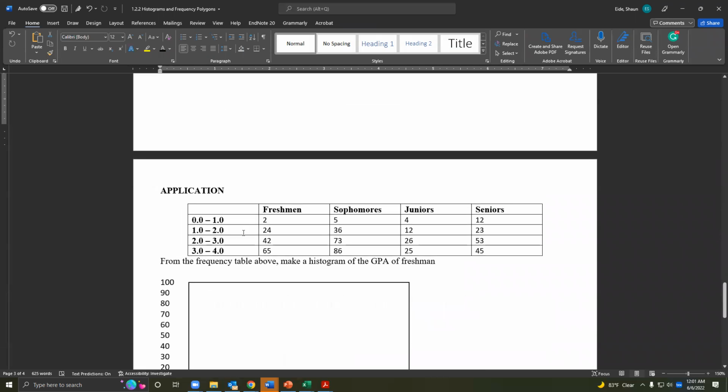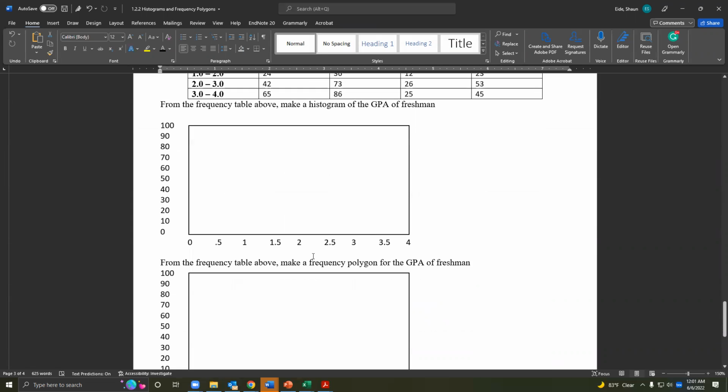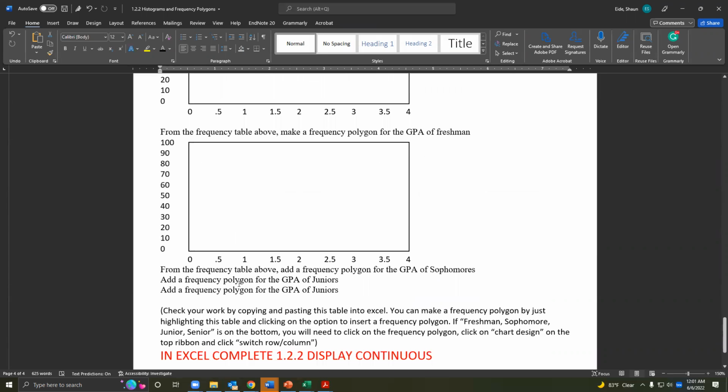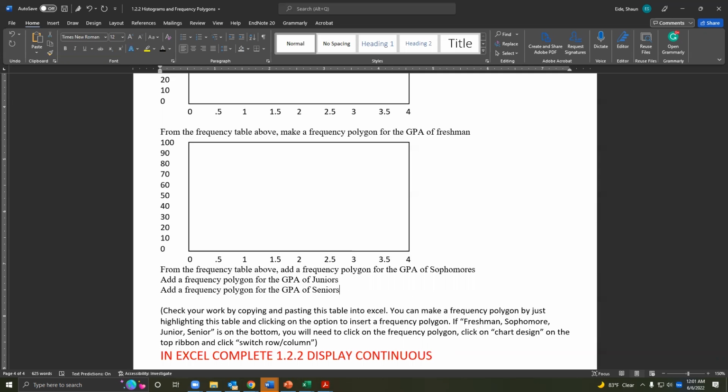And then coming down here, same thing: find the frequency table, make a histogram of the GPA of freshmen, and then make a frequency polygon for the GPA of freshmen, and then add the frequency polygon for the GPA of sophomores, then juniors, and then this last one is supposed to say seniors. Okay. And so, yeah, that's basically what you're doing in this.